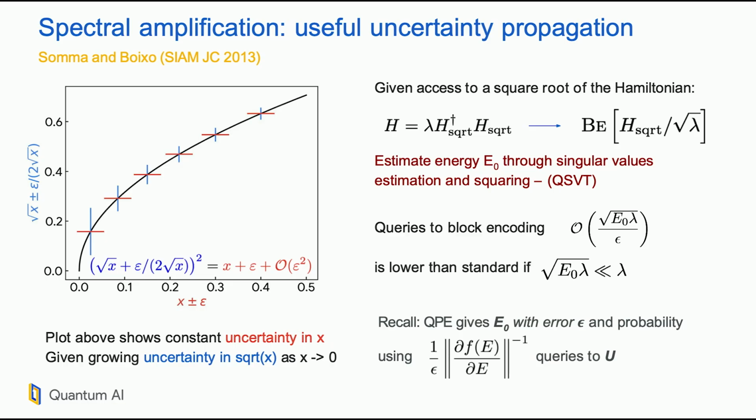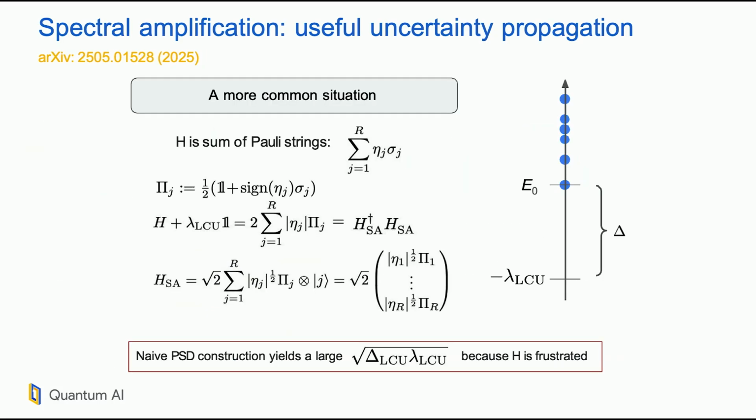So again, this is a simple propagation of error from phase estimating some function of my original Hamiltonian and then backing out exactly what my desired thing is, which is the eigenvalues of my original Hamiltonian. Okay, so how do I go back?